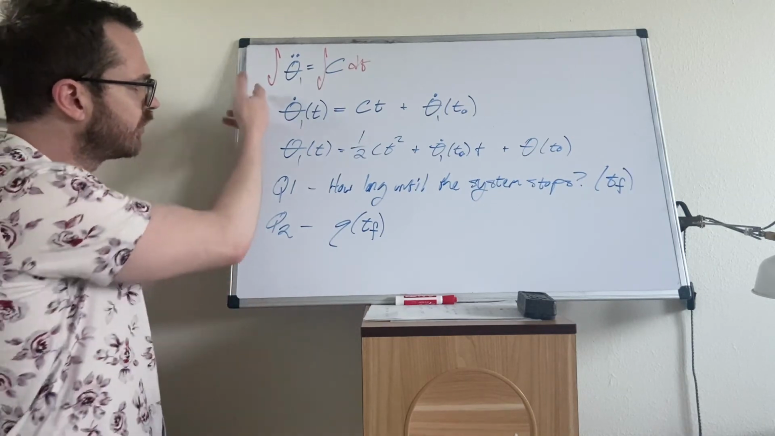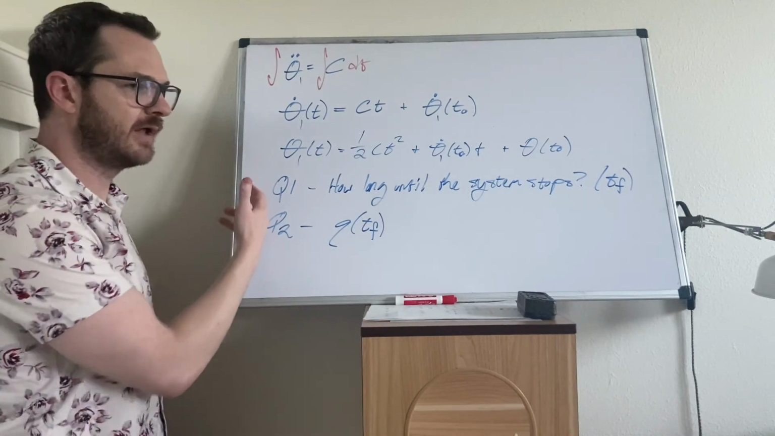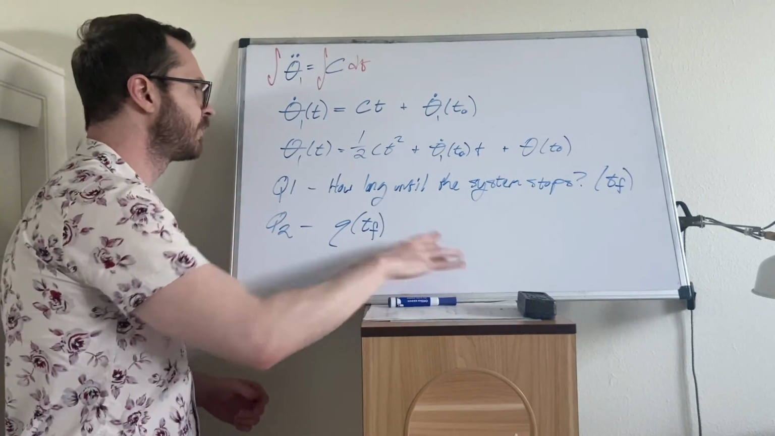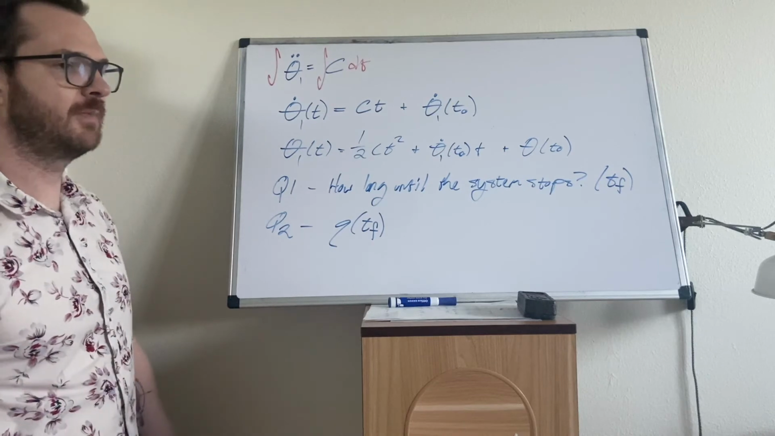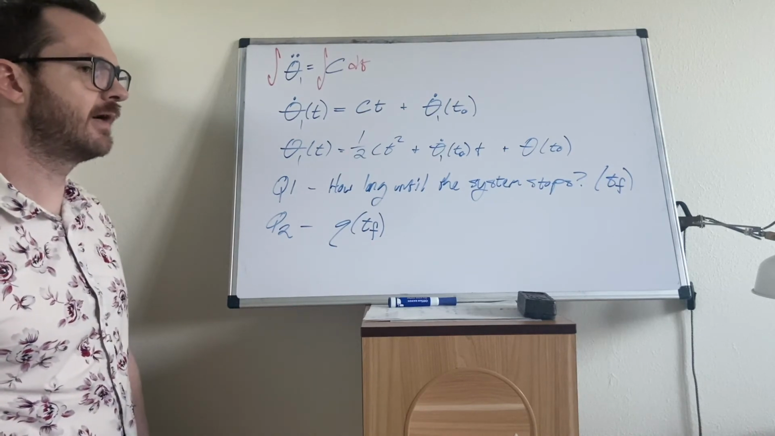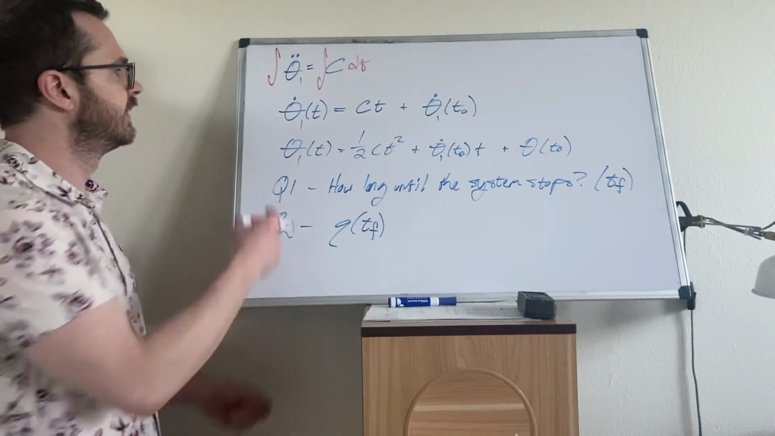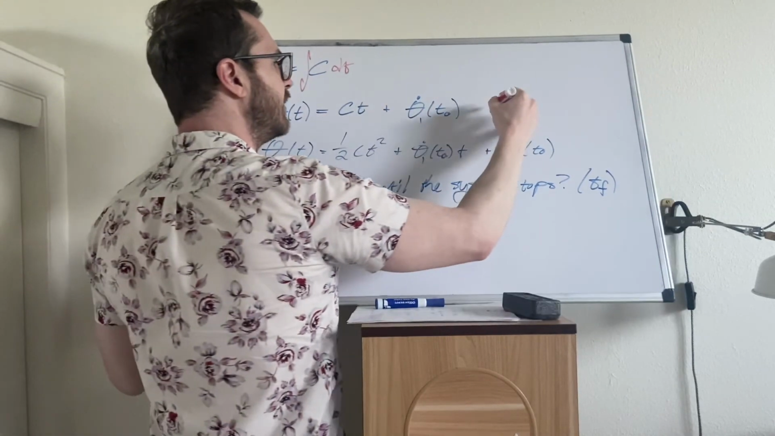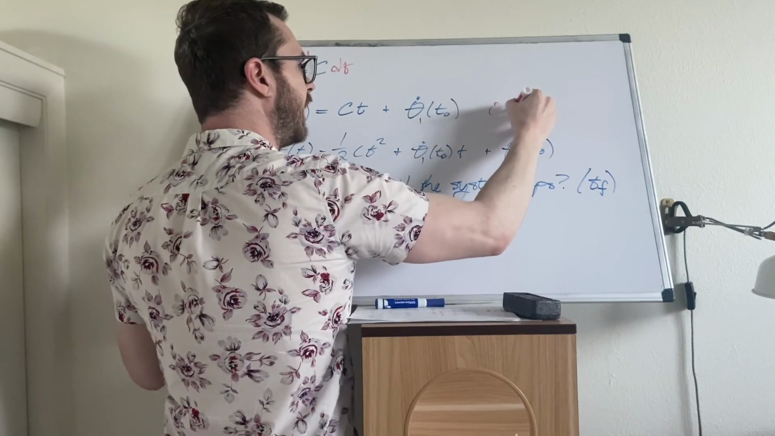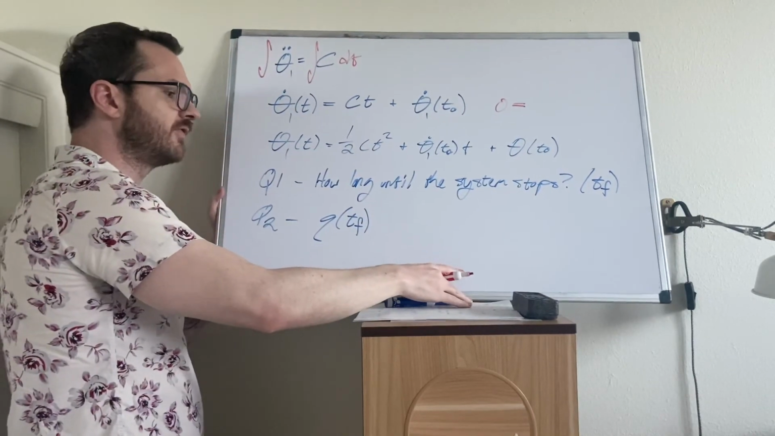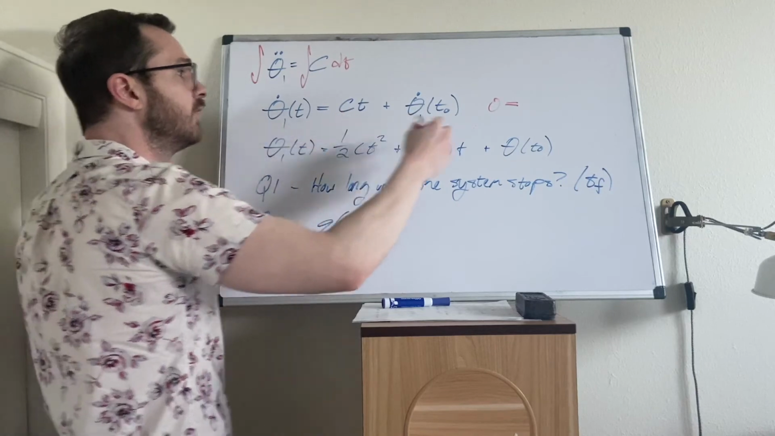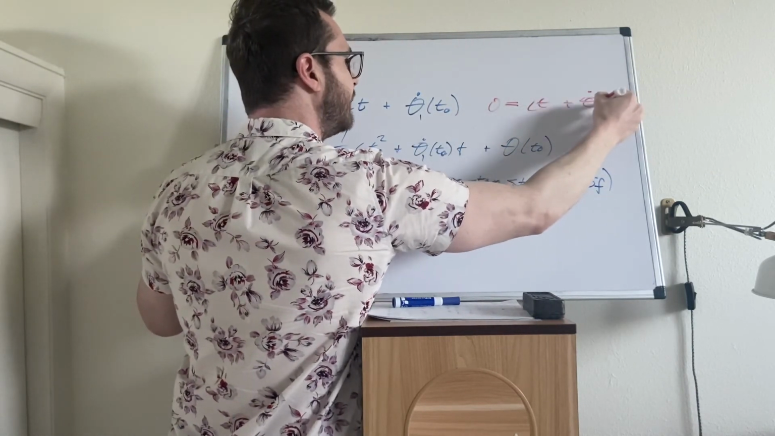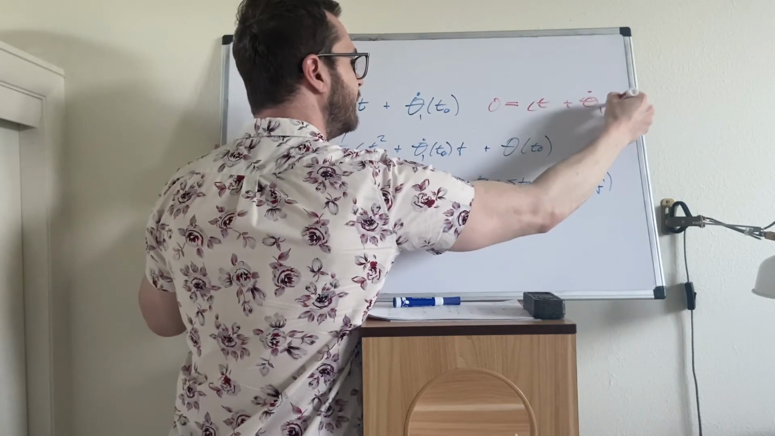So we have these equations now. How do we go about answering these questions? How long until the system stops? Well, when the system stops, what's the value of theta dot? 0. Here's an equation for theta dot. If you take this equation and you say, okay, I want to know what time it is when the system comes to a stop, so 0 equals C T plus theta 1 dot at the initial time.